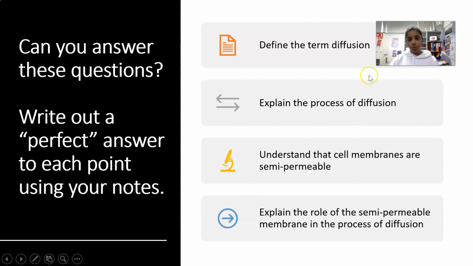All right, guys, what you should be able to do now that we've talked through all that is to define what diffusion is and explain how diffusion works through a semi-permeable membrane. And I want you to be able to explain the role of that semi-permeable membrane in diffusion, and I want you to think about how that relates to humans and why we need a transport mechanism. So pause the video here and see if you can address those learning objectives.